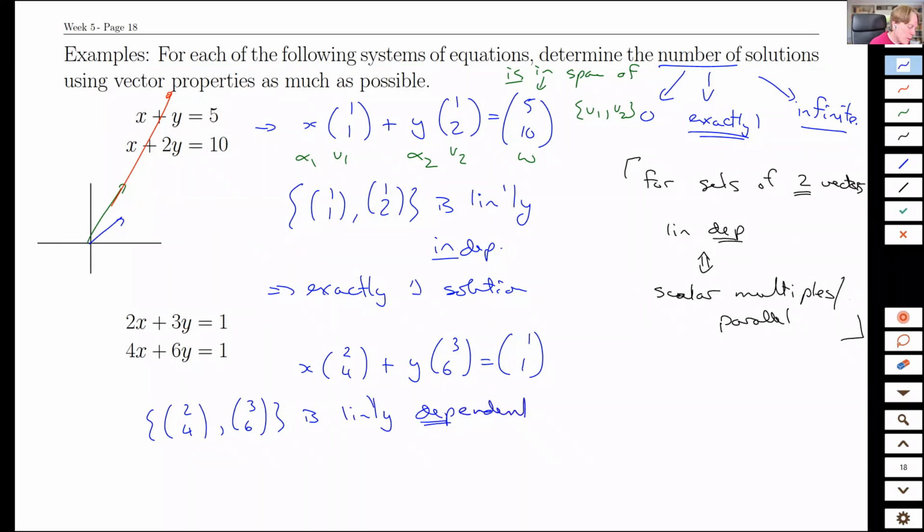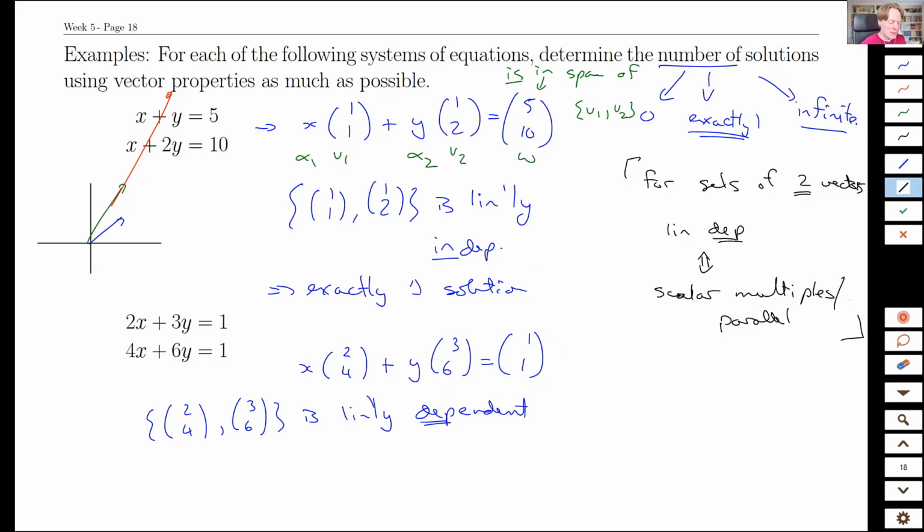And so going back up to here, what are my options? Well, linearly dependent, I could have an infinite number of solutions or no solution. It's going to be one of those two cases. What is the determiner? It's the right-hand side being in the span, yes or no, of these vectors here.